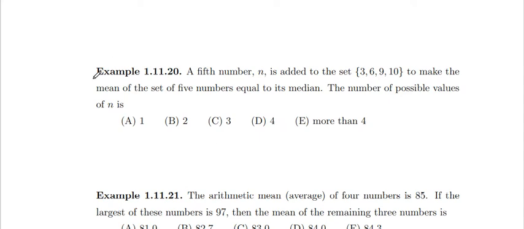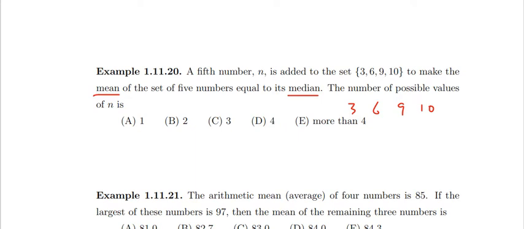Okay, so let's check this one. We do not check each example, we just check some. A fifth number n is added to those. So we just added one more number to make the mean equal to the median. So mean equals median. So what should the number n be?